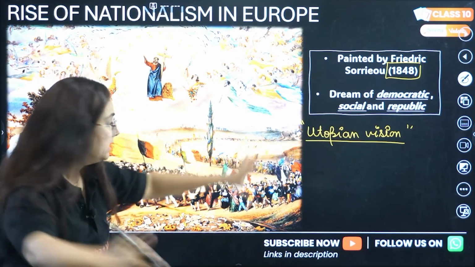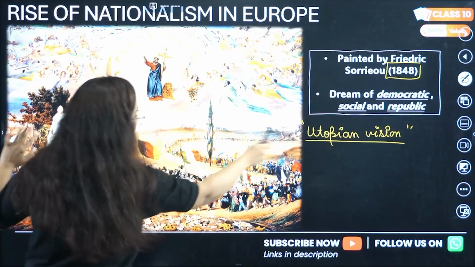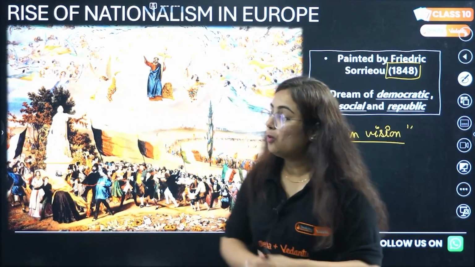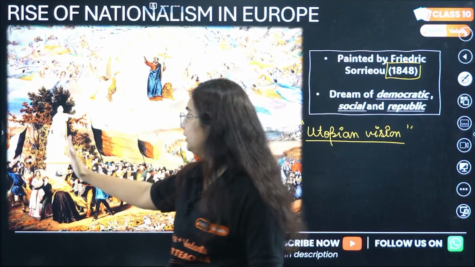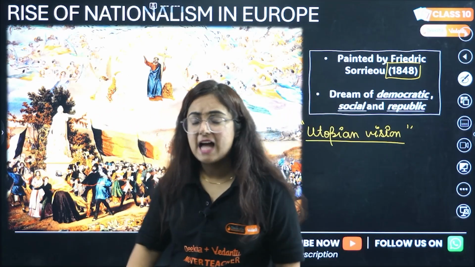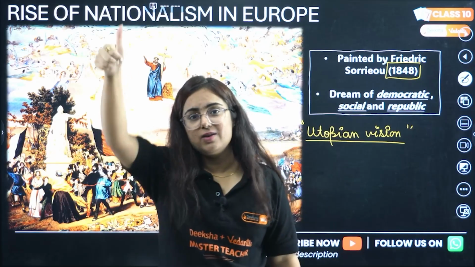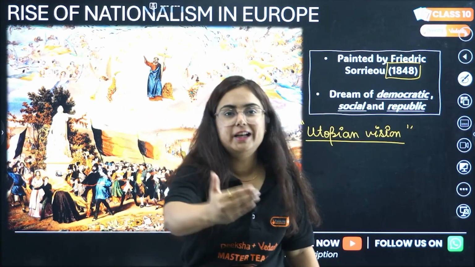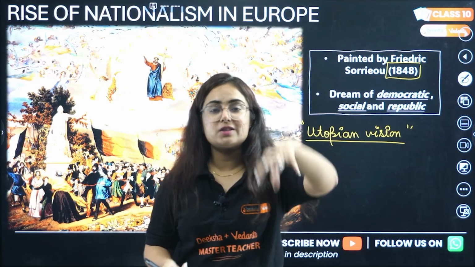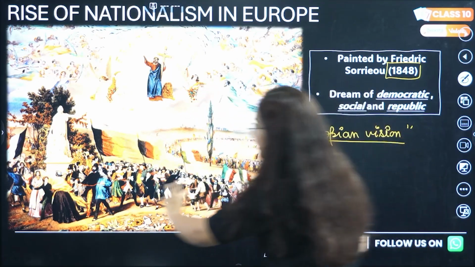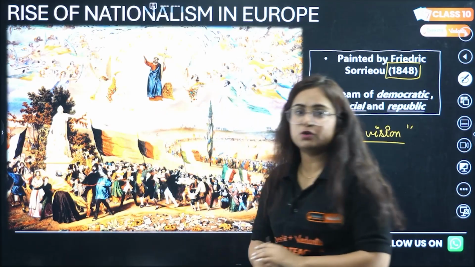Getting my point? In this picture, you will see a long queue of people coming and moving towards what? The Statue of Liberty, paying homage to it. Now, liberty means freedom. And the Statue of Liberty right now is in USA. USA is the first country that gave what? Freedom to its citizens, or USA is the first country that became democratic. That is the reason this long queue of people is going and giving homage to the Statue of Liberty.